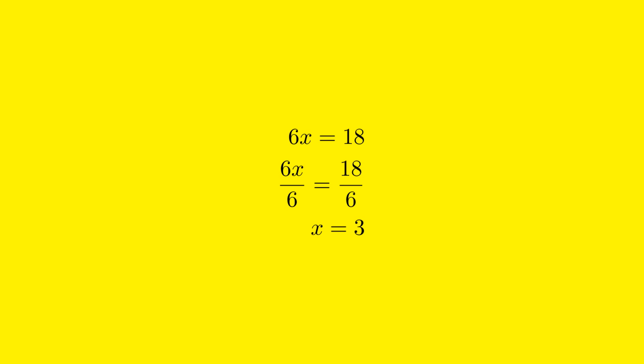This concludes our steps, and we have found the value for the variable x. The solution to the equation 6x minus 9 equals 9 is x equals 3.